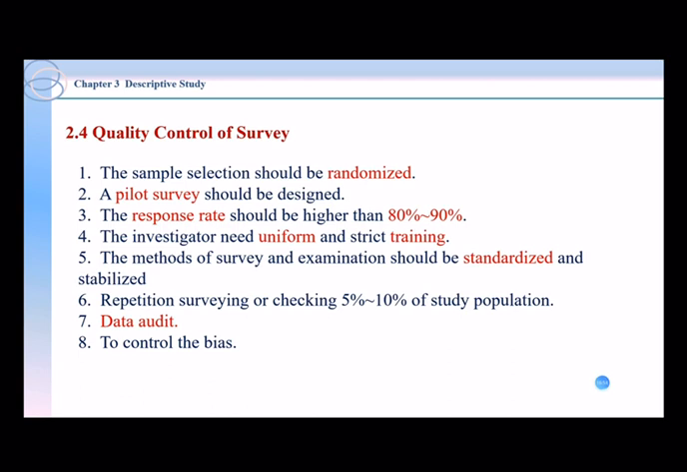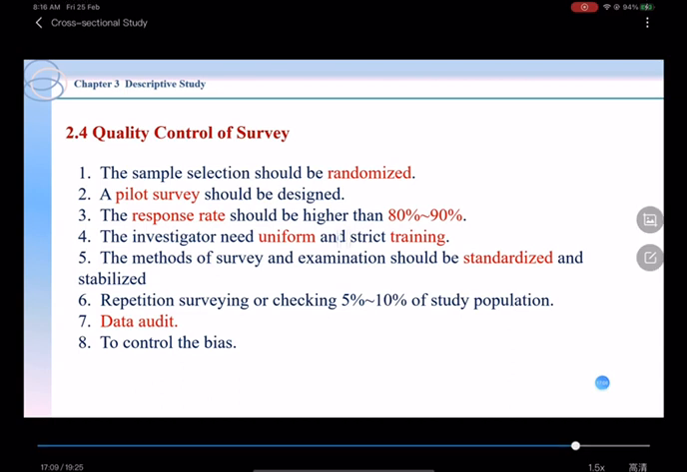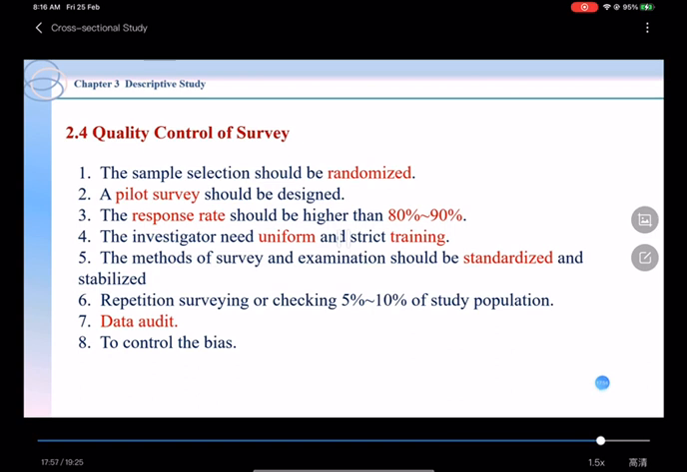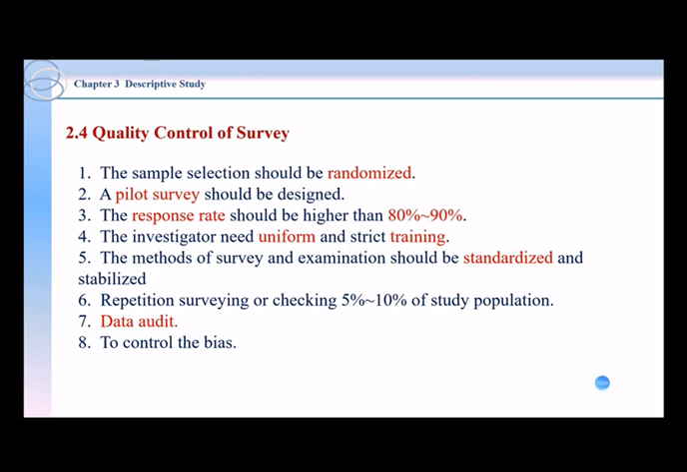And a pilot survey will be better to design and perform. A pilot survey will help us to understand if our survey design, questionnaire design, or methodology design is appropriate to use in this study. This is also very important to evaluate the validity of our questionnaire, so we can evaluate our questionnaire validity in a pilot survey. Another very important issue is the response rate. Usually, the response rate should be higher than 80 to 90%. If we have a lower response rate, for example only 50%, that might cause selection bias.